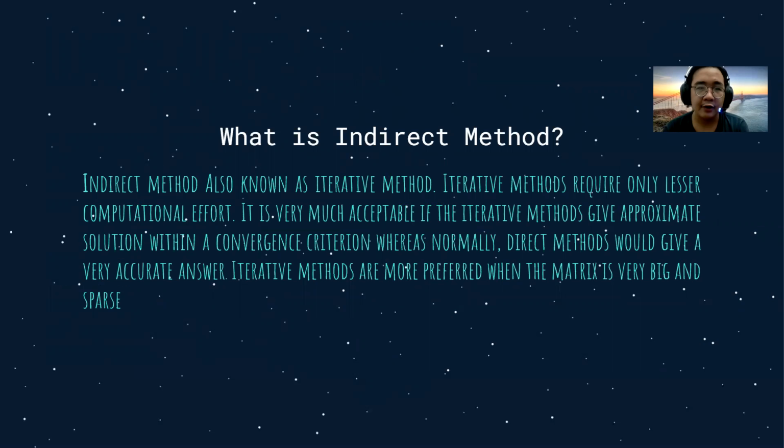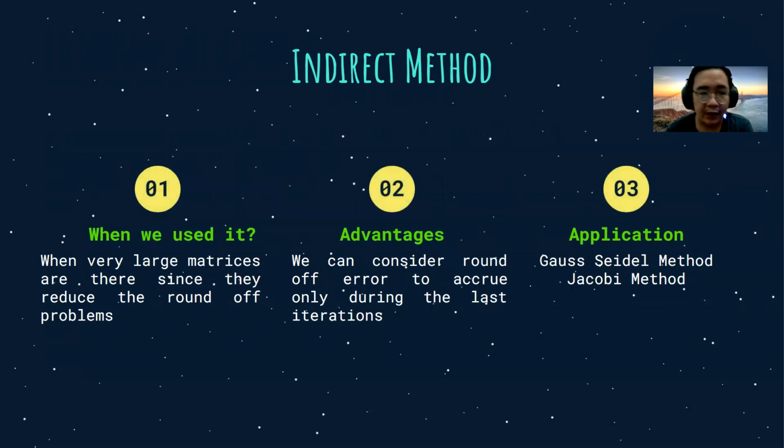Next, we're going to talk about the indirect method. The indirect method, also known as the iterative method, requires lesser computational effort. It is acceptable if the iterative method gives an approximate solution with a convergence criterion, whereas normally the direct method would give a very accurate answer. Iterative methods are more favored when the matrix is very big and sparse. We use the indirect method when very large matrices are involved, since they reduce the run time of problems.